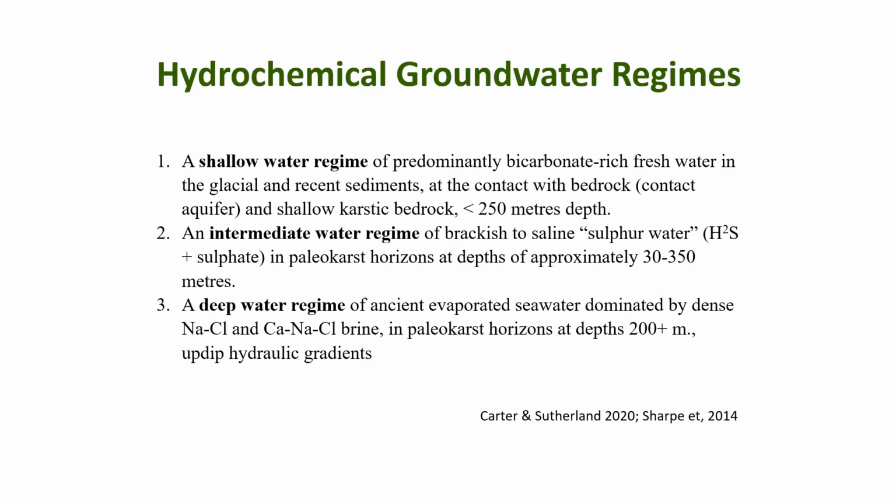There are 3 hydrochemical groundwater regimes in the subsurface of southern Ontario. A shallow regime of predominantly bicarbonate-rich freshwater in the glacial and recent sediments at the contact with bedrock and in shallow karstic bedrock. An intermediate regime of brackish to saline sulfur and sulfate-rich water in paleokarst horizons at depths of approximately 30 to 350 meters, and a deep water regime of ancient evaporated seawater dominated by dense brines in paleokarst horizons at depths greater than 200 meters with up-dip hydraulic gradients.